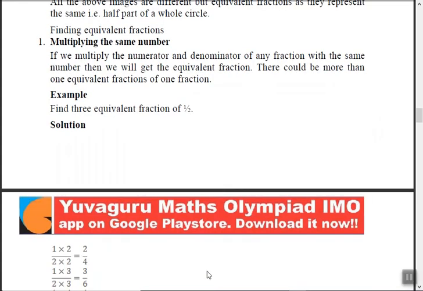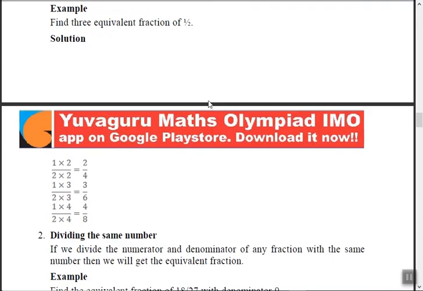Next is multiplying by the same number. If we multiply the numerator and denominator of any fraction with the same number, then we will get an equivalent fraction. There could be more than one equivalent fraction of one fraction. For example, see this 1 upon 2. If I multiply 1 upon 2 with 2 upon 2, it's 2 upon 4. With 3 upon 3, 3 upon 6. With 4 upon 4, 4 upon 8. If you bring every answer down, it will be 1 by 2 only.